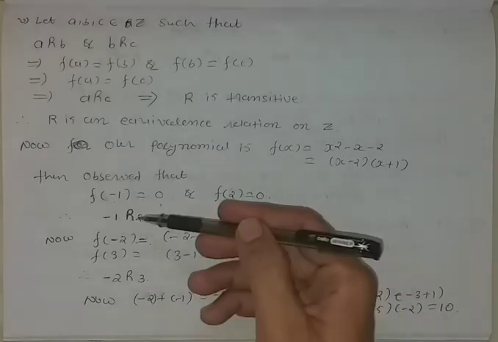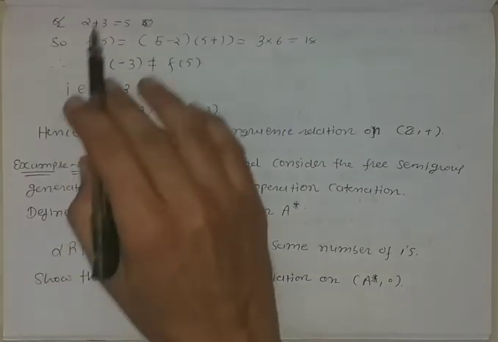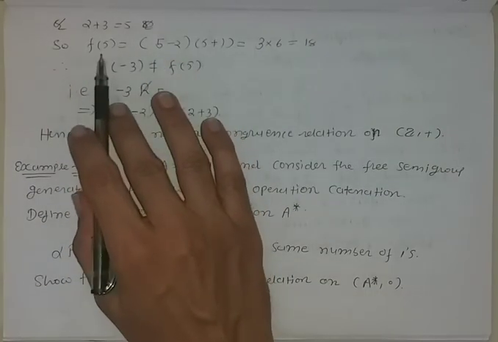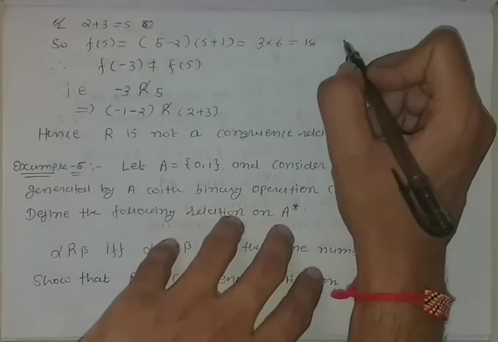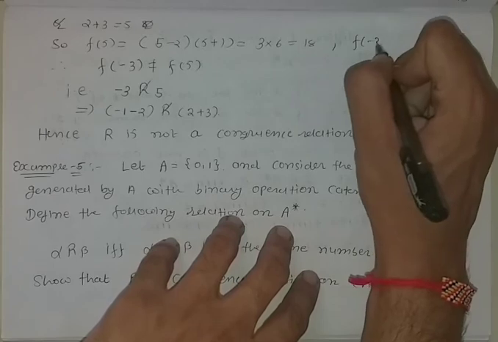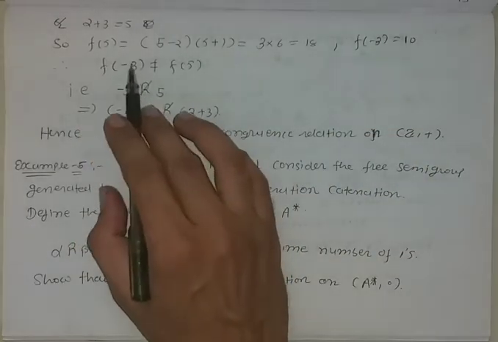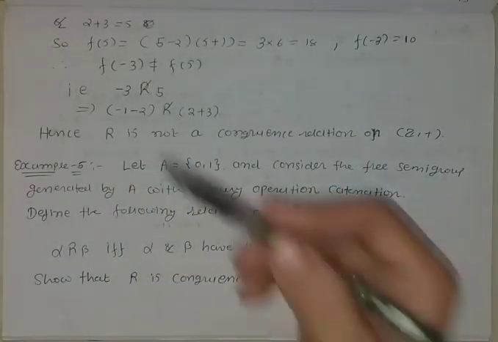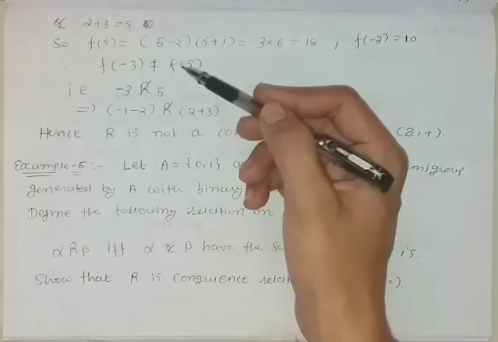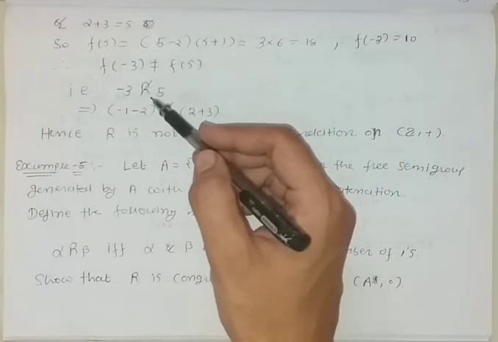Now 2 plus 3 is equal to 5. Now what is the f(5)? Let us see. 2 plus 3 is equal to 5 and f(5) is equal to 18. f(5) is equal to 18, f(minus 3) is equal to 10. So f(minus 3) does not equal f(5). This implies that minus 3 is not related with 5.